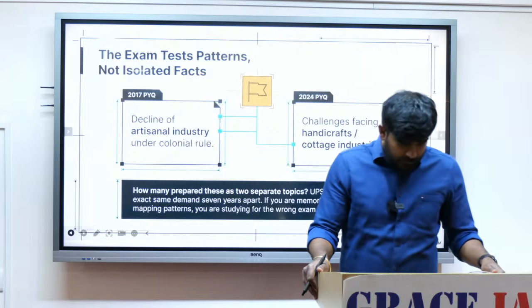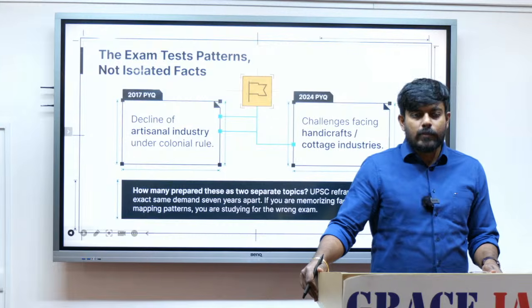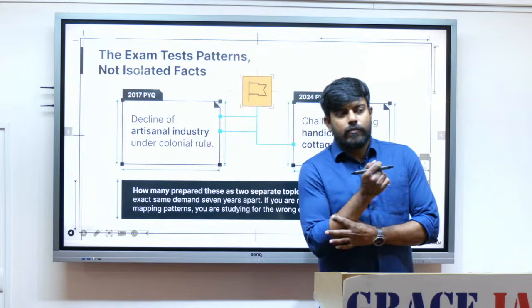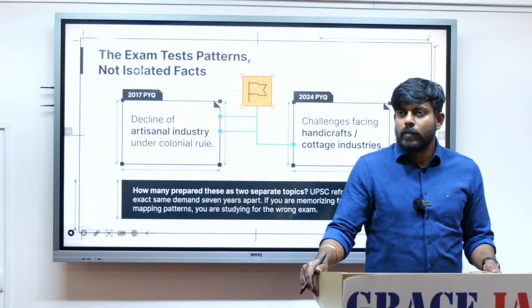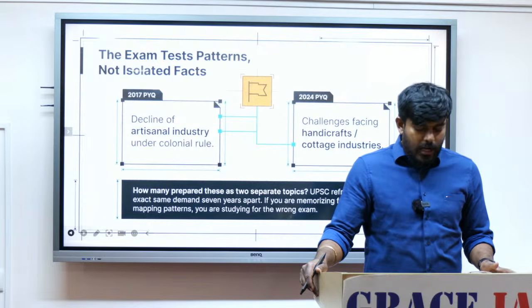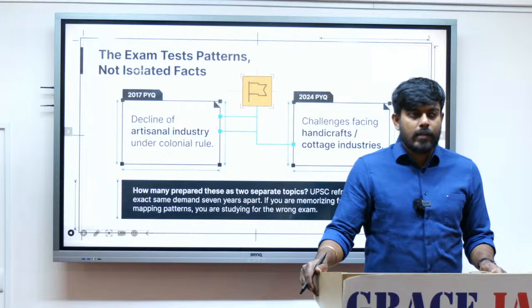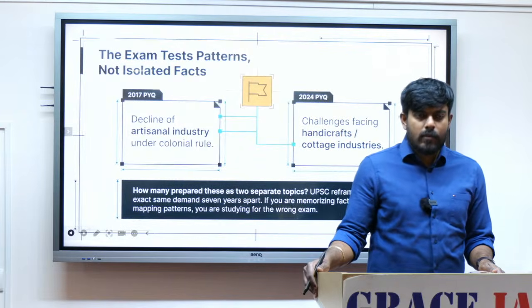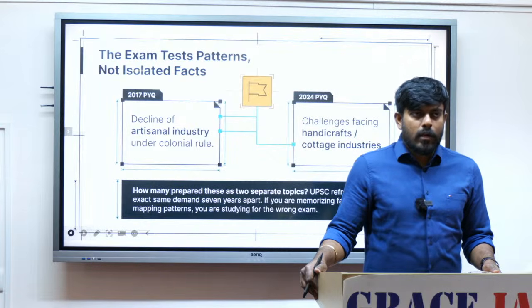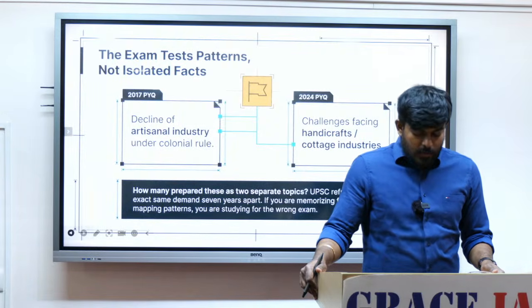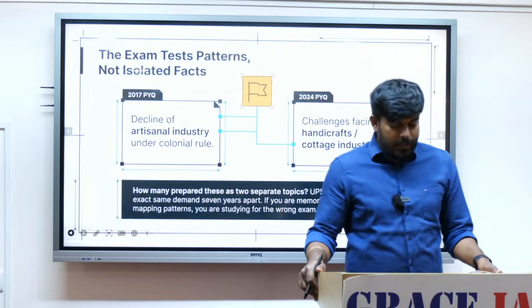Write another question. Examine how the decline of traditional artisanal industry in colonial India crippled the rural economy. This was a question in 2017, again 15 marker.